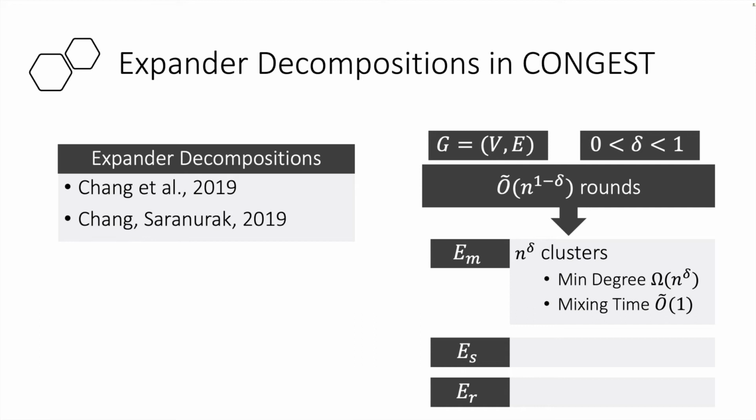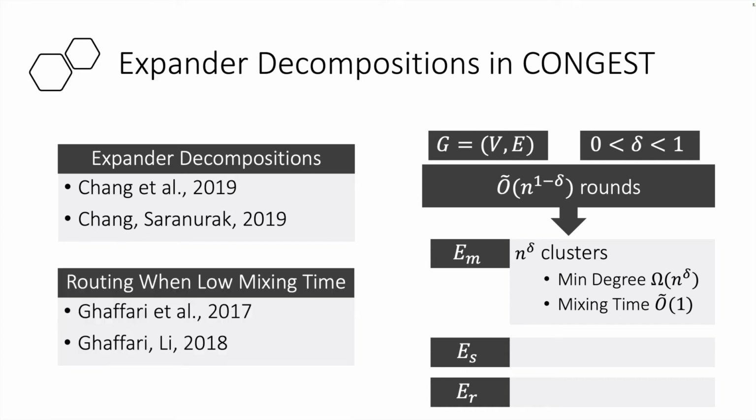This means that it has a minimal degree of n^delta, and at the same time has very low mixing time, which allows us to use the routing techniques inside the clusters and basically say that every single node in the cluster can send and receive messages from any node inside the cluster, and can send and receive roughly n to the power of delta messages per round inside the cluster.